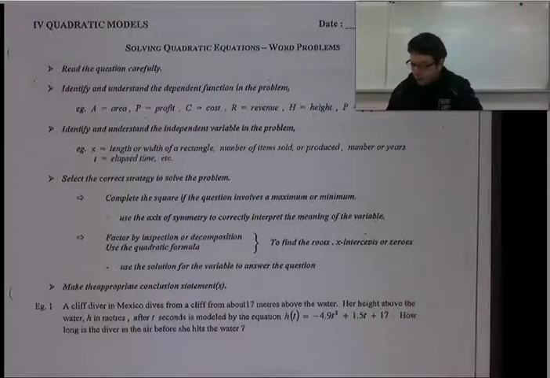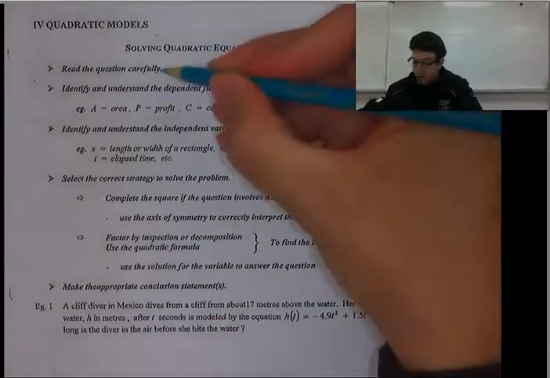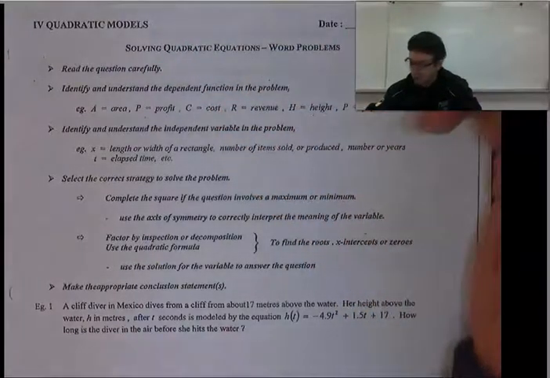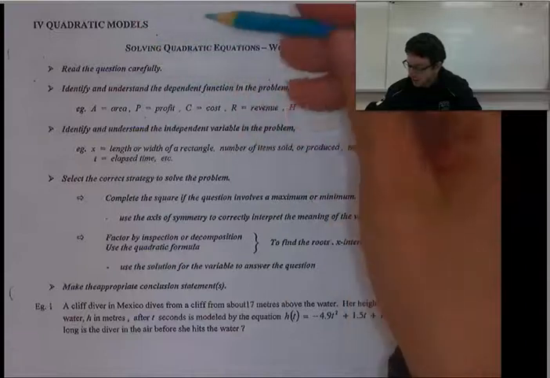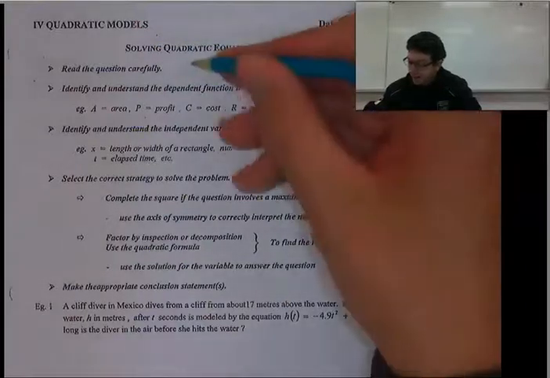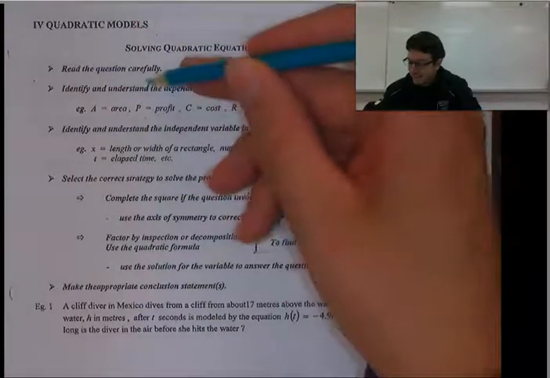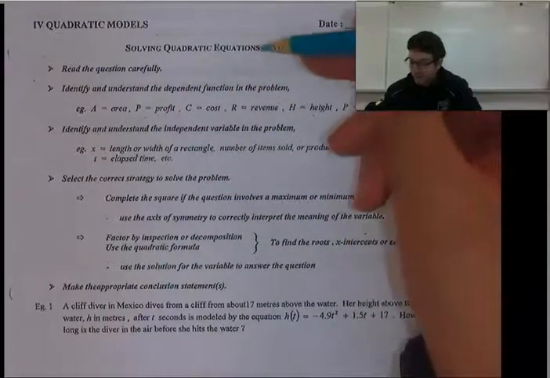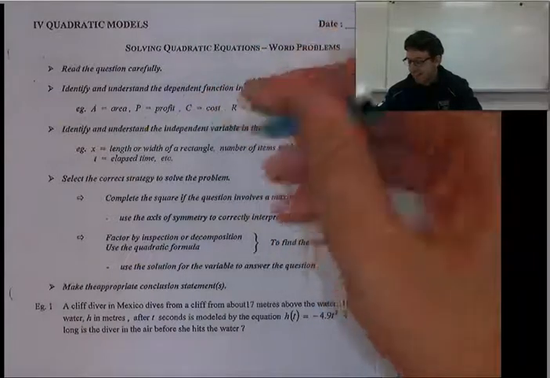So when you're solving a word problem, you need to look at what information you have, what information you need, and then select a strategy for solving. Right? So first, read the question carefully. That is really important. So many students miss something because they get nervous and they read too quickly and they misunderstand. Next, identify and understand the dependent function, and then do the same to find the independent function.